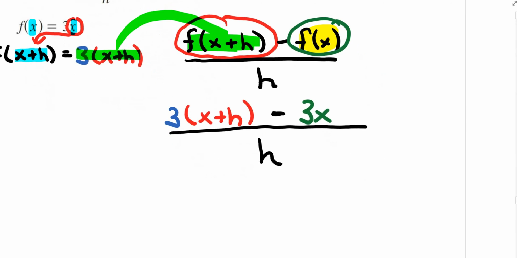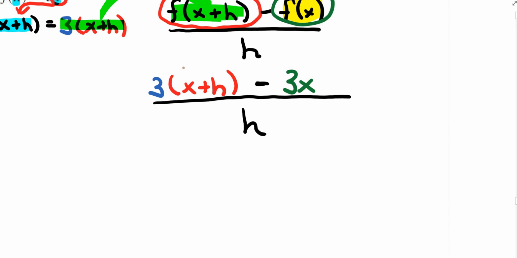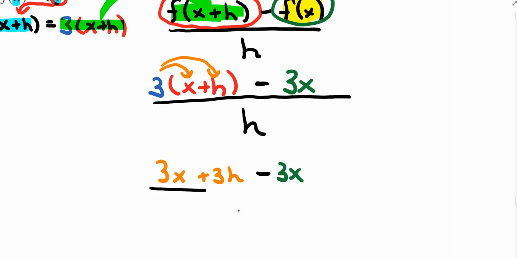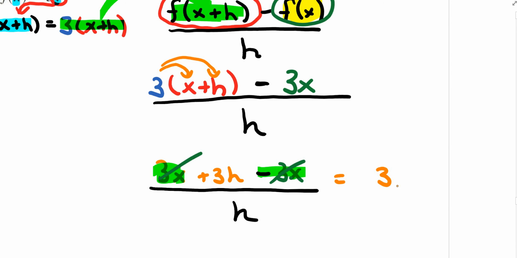All right, and from here we just simplify this expression here, and we do this by distributing. So that's going to be 3x plus 3h, and then minus the 3x, all over h. And then you'll notice that this 3x and this negative 3x pretty much cancel off. And now you're just left with a 3h on the numerator, and you're left with an h on the denominator. And then this h and this h will cancel off, and your final answer is just positive 3. And that's your final answer for question 14a.